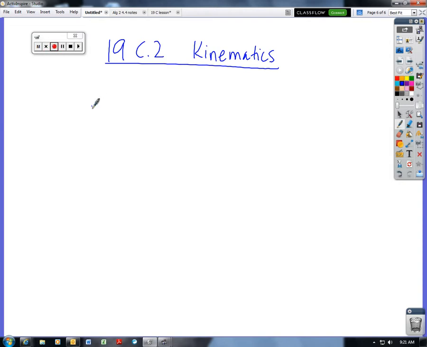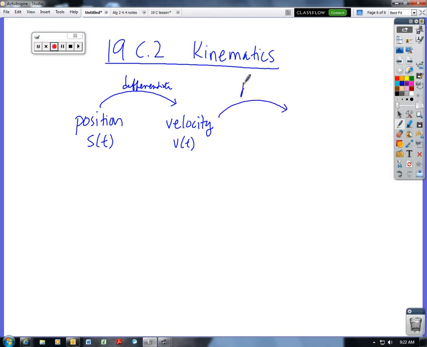So if you take position, which we'll call S of t, and you differentiate it, you will get velocity. I kind of like the way the book did this. They wrote differentiate here. Then if you take velocity and differentiate it, you would get acceleration.